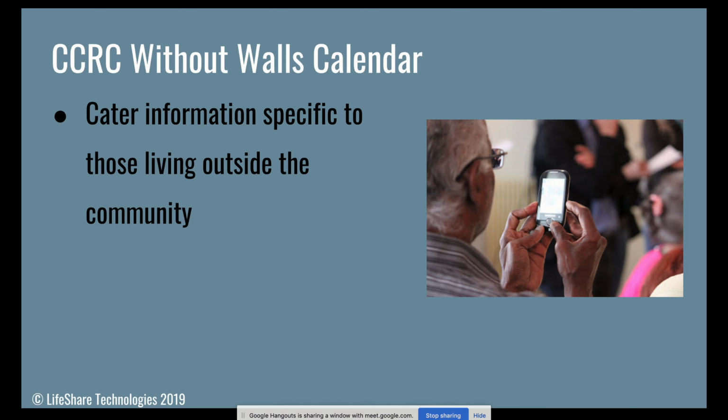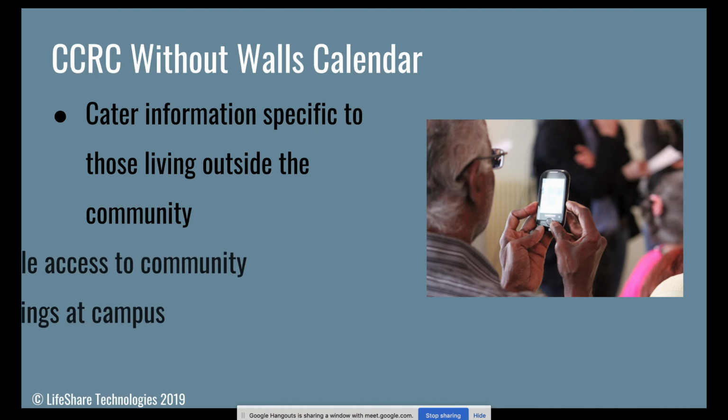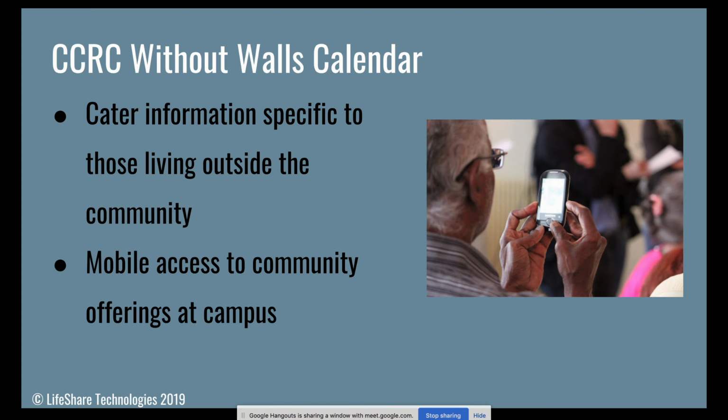The next one, CCRC Without Walls calendar. This is to help you cater information specific to those that are living outside your community. These may be people that will be residents one day, or maybe they come and have friends in the facility, but they are still participating in some of your activities. So the mobile access to community offerings at the campus is an important one, or you can also print separate calendars to invite them to certain events. They may not be coming to all your events that are on that calendar, so you really just want to highlight the ones that they're going to be a part of.